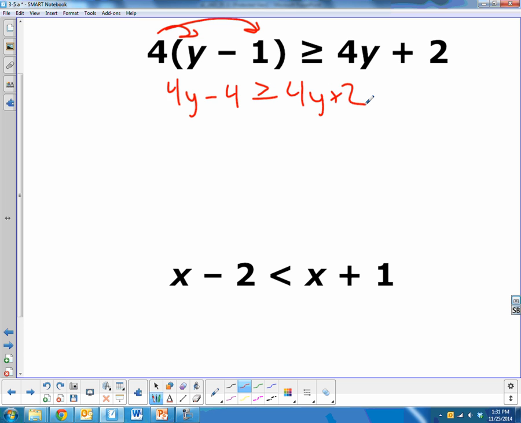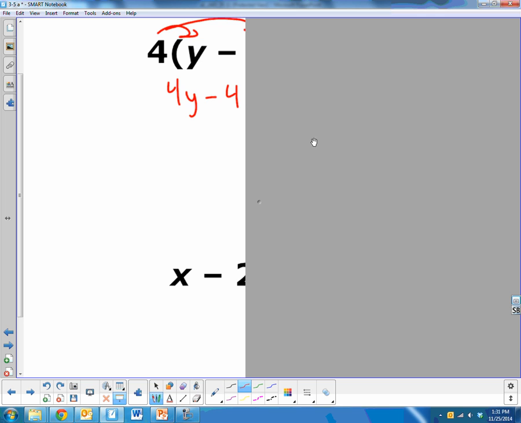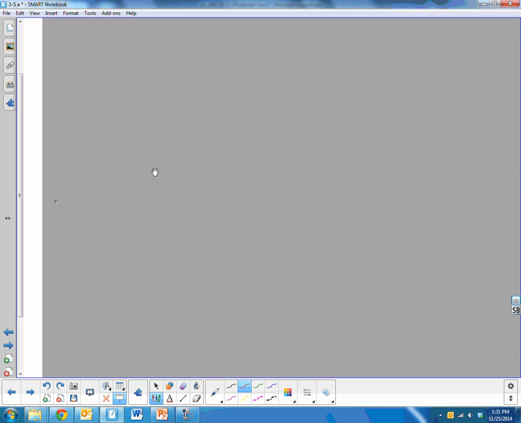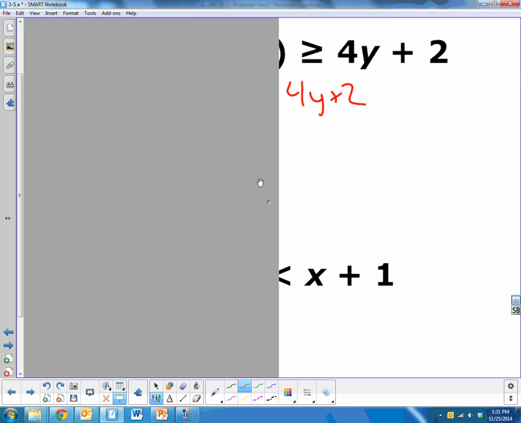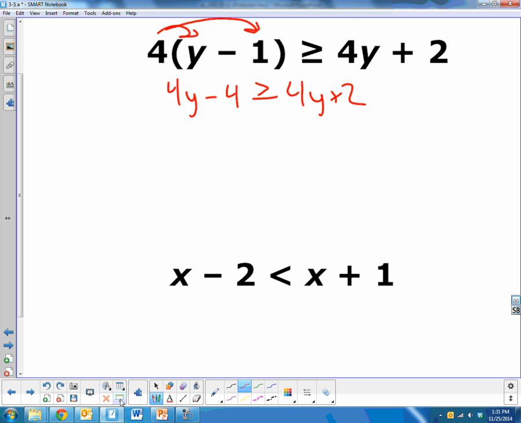I look to see if I can combine like terms. On the left side, 4y and 4, nope, can't combine those. On the right side, 4y plus 2, nope, can't combine those. So now I get my y's all together onto one side, minus 4y, minus 4y. I get that negative 4 is greater than or equal to 2. Is that true? No. Negative 4 is definitely not greater than 2. So there's a contradiction.